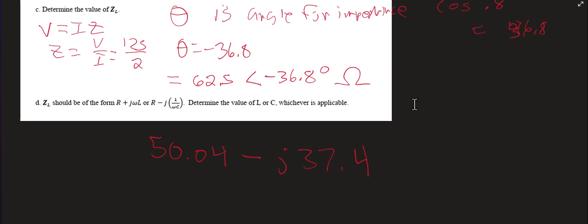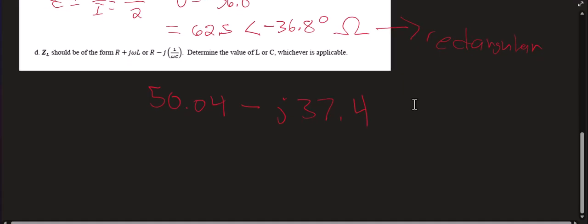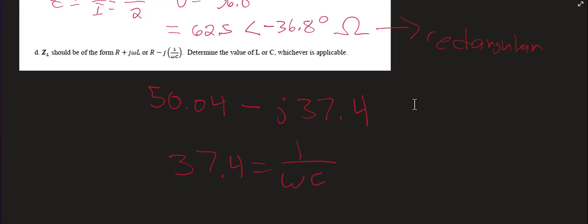I'm sorry, how did you do that? I changed this to rectangular, and I just did that on my calculator. And so that tells me that 37.4 equals 1 over omega C.